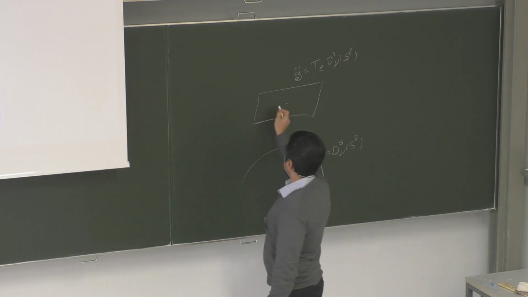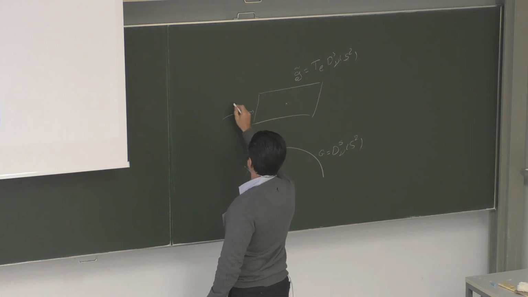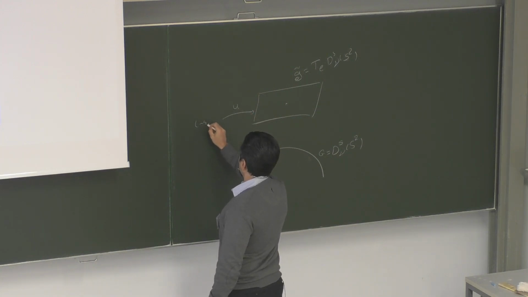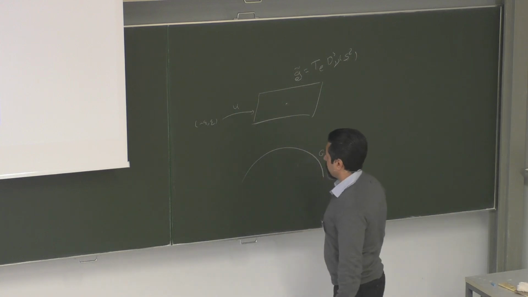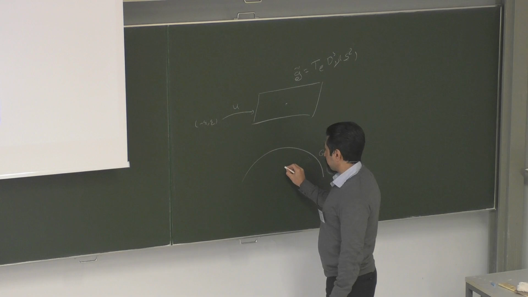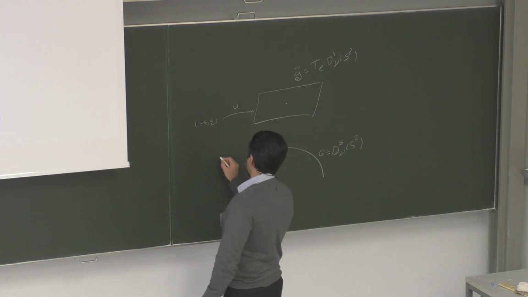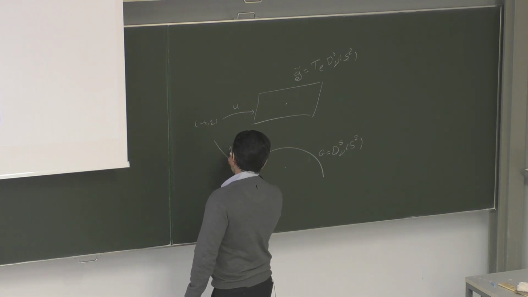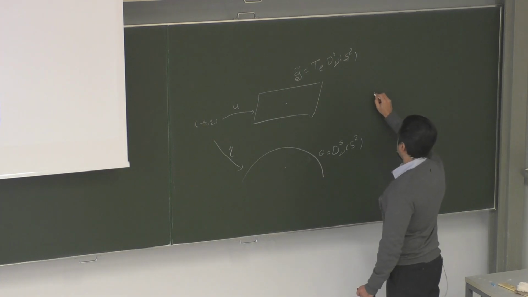So once you have a curve here, it could be the whole real line, then you can find a curve in this group, a geodesic in this group, in fact, by eta. And eta and u are related by the right logarithmic derivative.